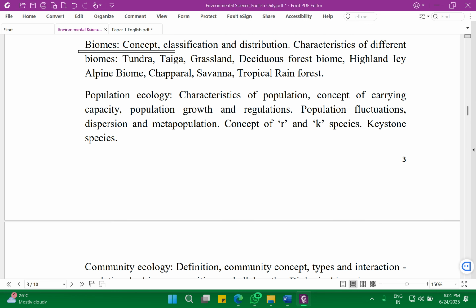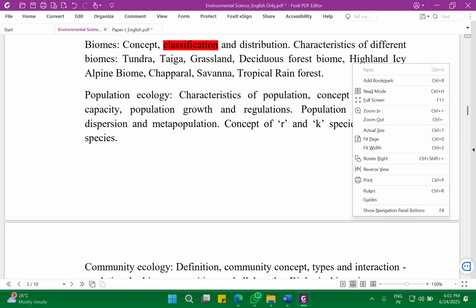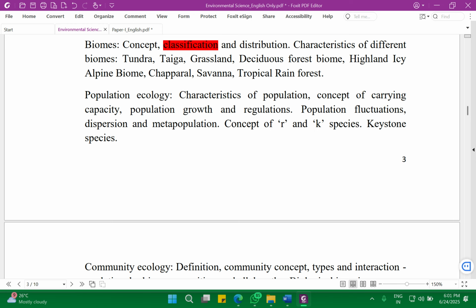Then biome, yeah, at least one question it may come. You can see the classification, and you need to know under which biome our country is coming under. So those things you need to know. And definitely you may expect one question from this three: R species, K species, keystone species, and one more concept is called umbrella species. So those things you need to know.